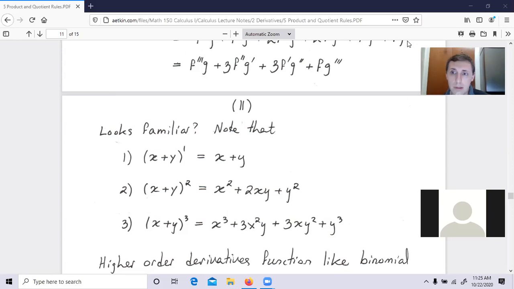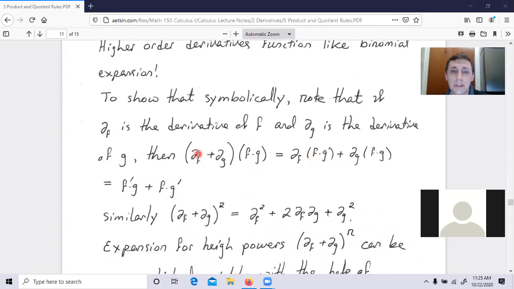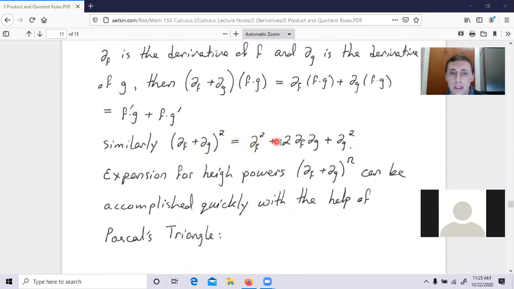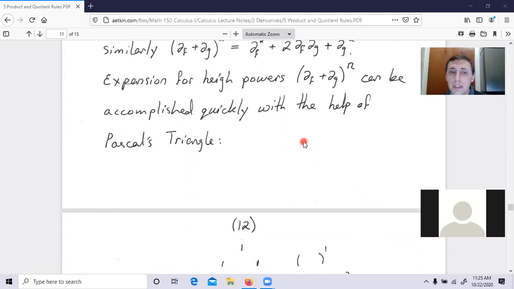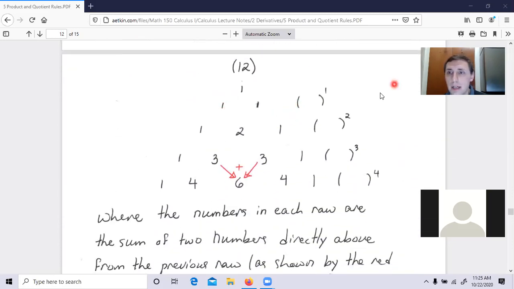Okay, so here is how we can establish this. This delta f delta g means take the derivative of f once and the derivative of g once, which is this one. Then when you square it, it's this expression. And that allows you to quickly calculate powers, right? When you're expanding powers, you have this Pascal's triangle.